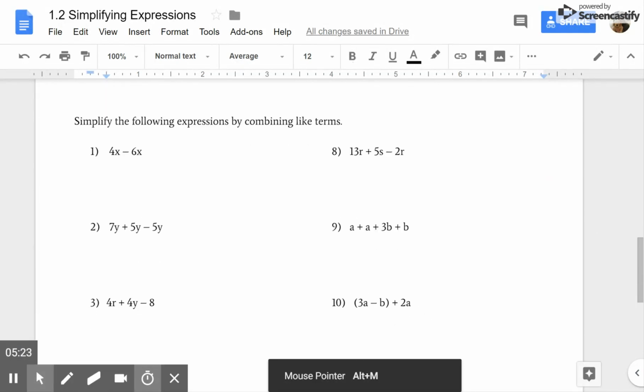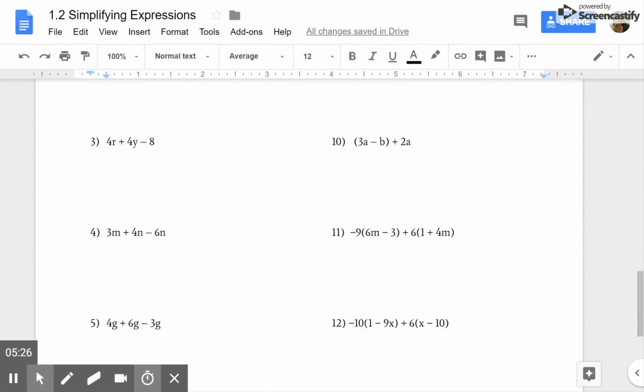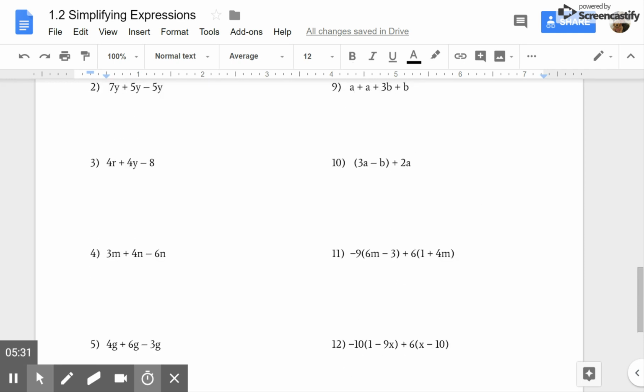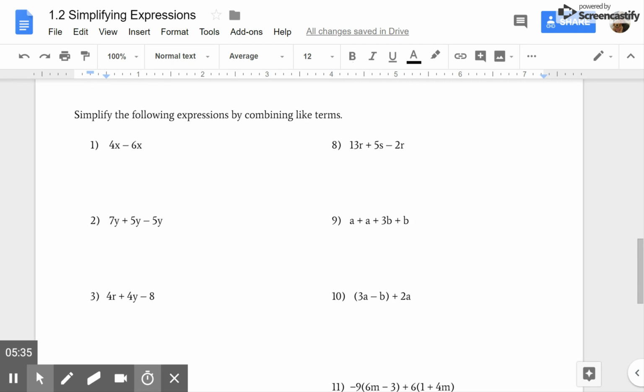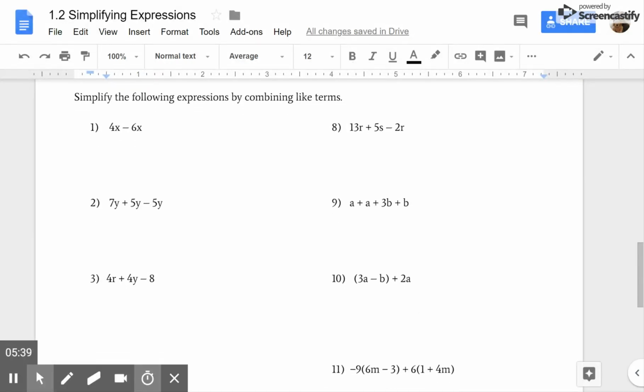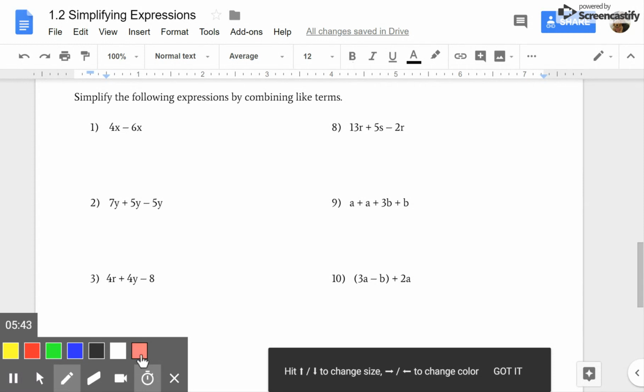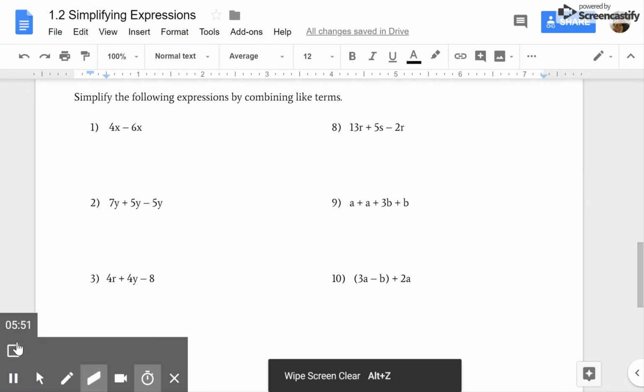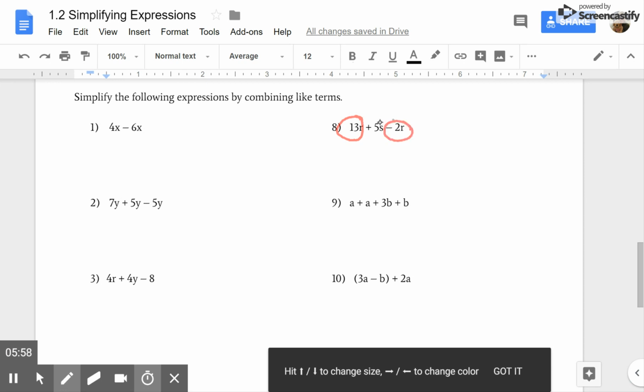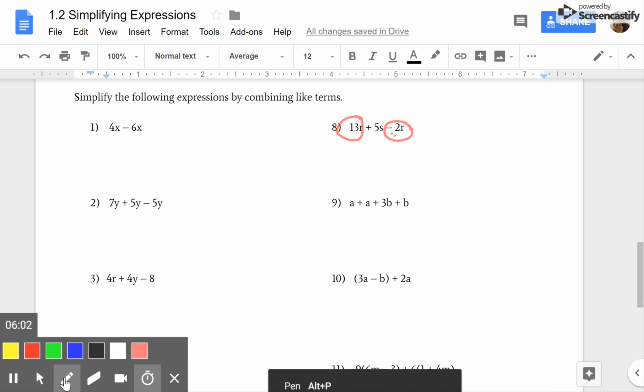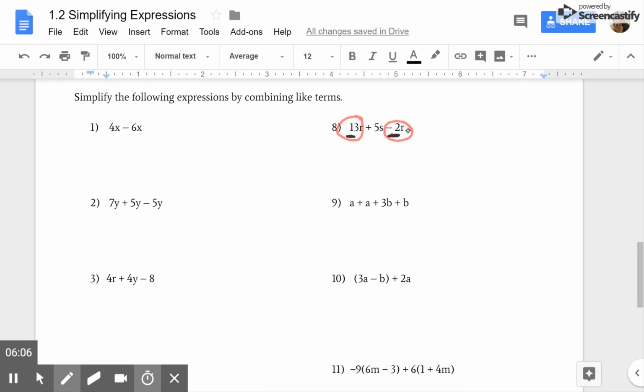So let's try a few. I'm going to pick out a few to try, and then you're going to try the rest on your own. I'll do number 8 over here to your right. So I have an R and an R. So I have 13 R's and negative 2 R's. So what you do is you put together the numbers. So 13 minus 2 is 11, and then you keep the variable. And then my S, there is no other S, so my S just stays.